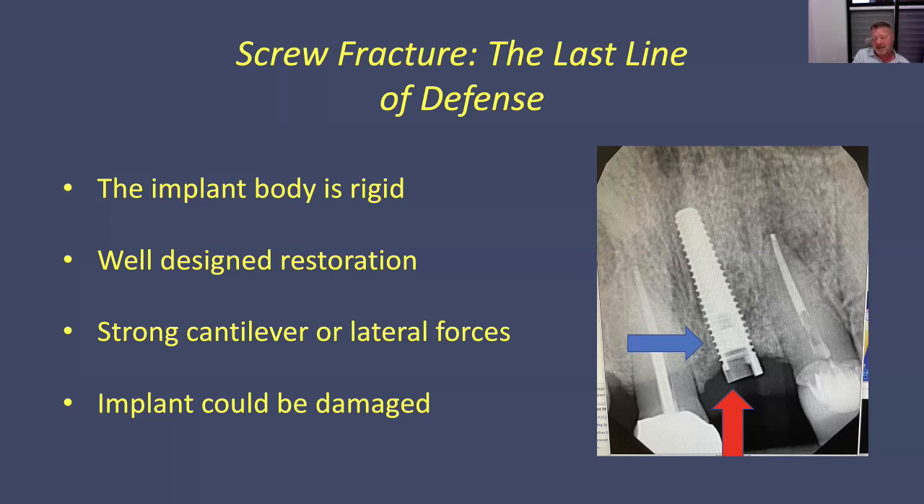And the implant can be damaged. So, if you see this red area, there's a risk that this implant here is damaged and you need to inspect it carefully. Once that screw fractures, there's going to be a pretty abrupt force on the collar of the implant. So inspect the implant really, really well and make sure that you didn't get a collar fracture as well. Like I said, the implant body is rigid, but the collar is thinner and you can get a break in those areas.